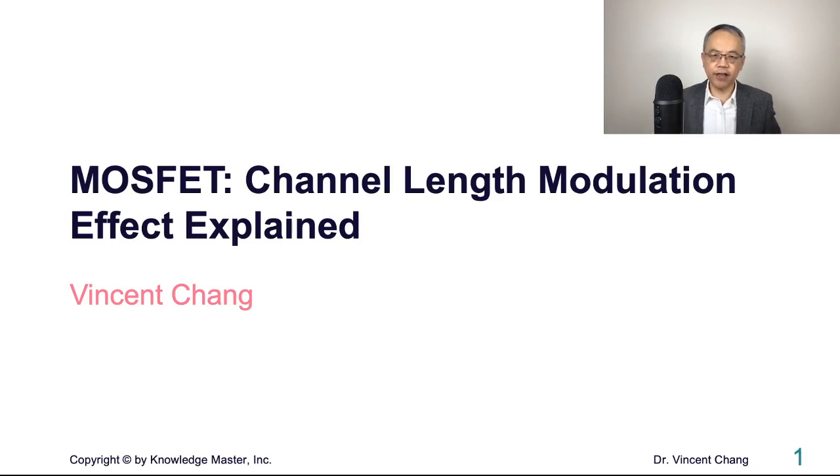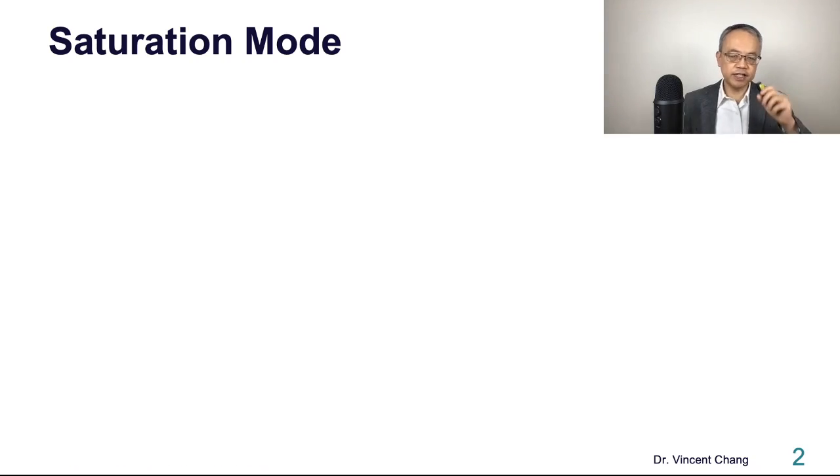MOSFET channel length modulation effect explained. Channel length modulation effect is one of the most important, what I call second order effects, that happen in a MOSFET. Second order effect describes something that's beyond the ideal situation. First of all, this effect happens when the transistor is operated in saturation mode.